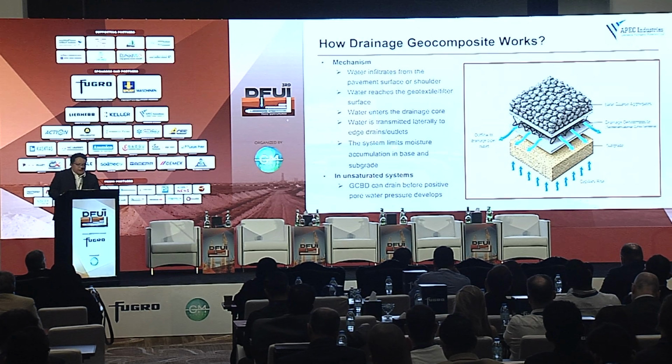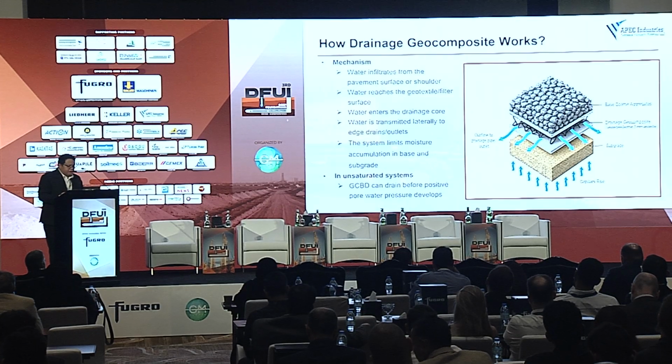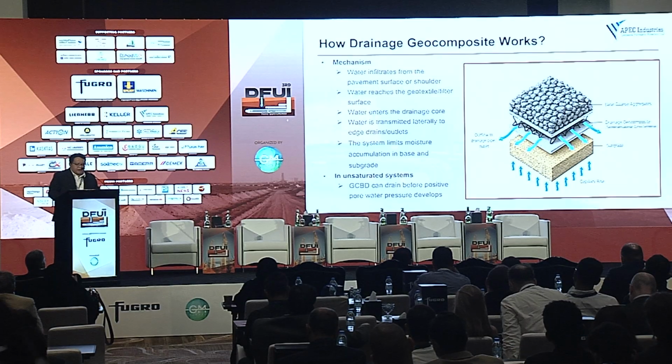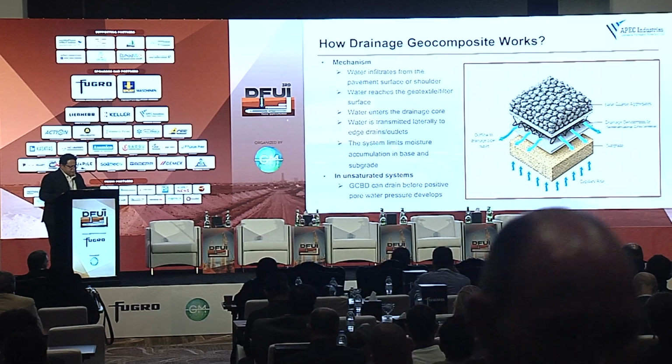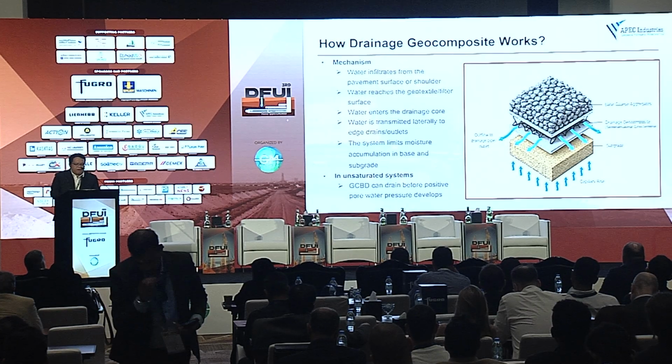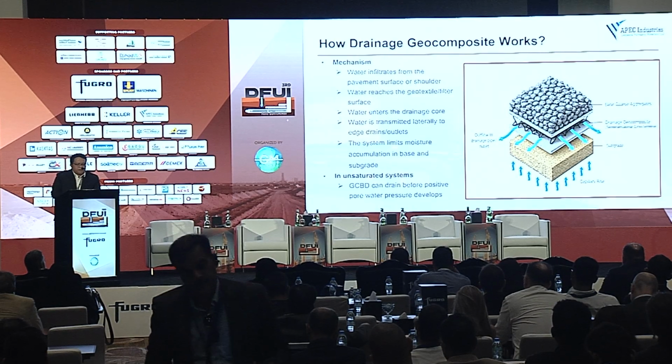It is basically simple. Water infiltrates through the pavement, reaches the geotextiles and enters the drainage core, and then transmits laterally to the edge drains and outlets. An important advantage is that a properly designed geocomposite can begin draining water even before positive pore water pressure develops.